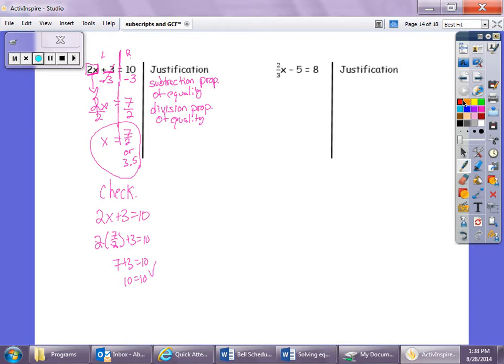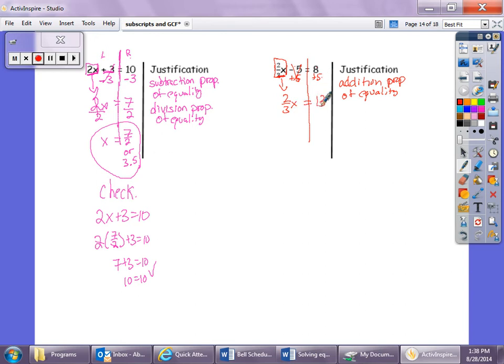And then the last one over here, once again, same concept. We want to solve this for x. Well, here's my x, connected to the 2/3. I can add 5 to get rid of that 5. I have to add it to both sides because that is my addition property of equality. So now we bring this one down. I have 2/3 x equals 8 plus 5, which is 13.